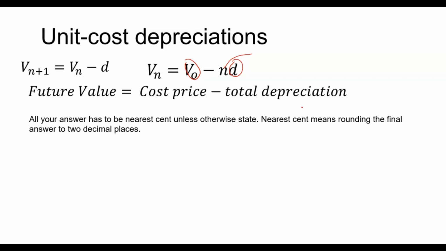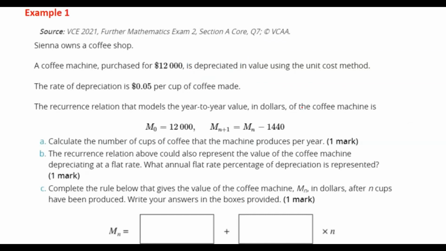All right, let's have a look at an example based on this concept. The unit cost. This is an examination question. A coffee machine purchased for 12,000 is depreciated in value using unit cost depreciation. The rate of depreciation is 5 cents per cup of coffee made. So every cup the coffee machine makes, it loses value of 5 cents. The question is asking us to calculate the number of cups of coffee that the machine produces per year.